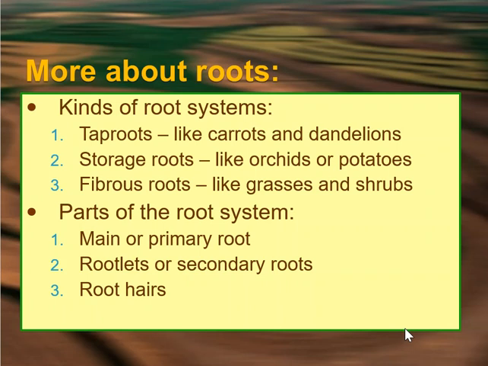So parts of the root system. There's the main or primary root, and then there's rootlets or secondary roots, and then the last part is root hairs. So they have little root hairs going off around them.